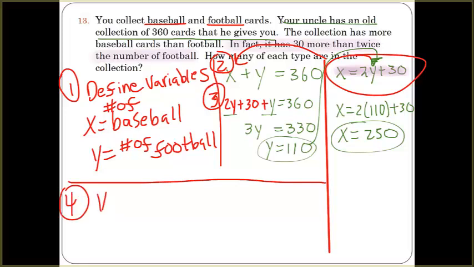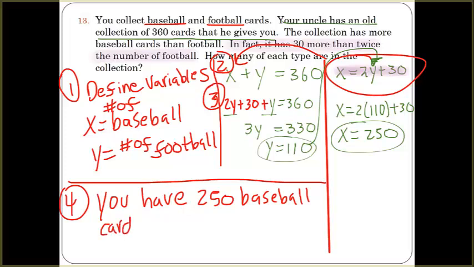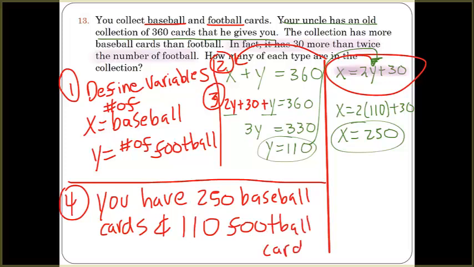So you have, actually, let's do the x values first. 250 baseball cards and 110 football cards. And done. That is your answer.